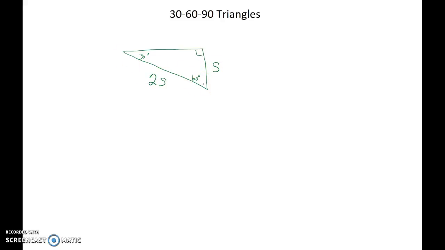And if you want to know the long leg, it's another funky radical one. It's going to be the short side times the square root of 3.